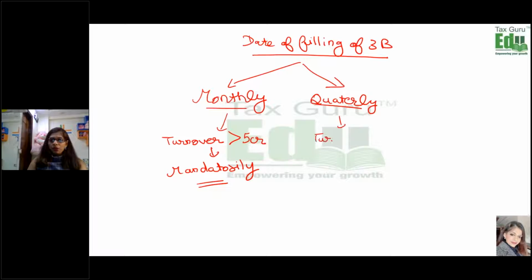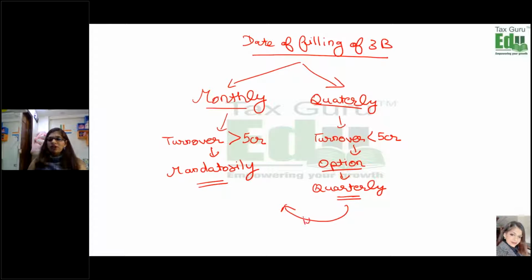And the people having turnover less than 5 crores, they have an option. Now mind my words, I'm saying they have an option to file their returns quarterly. So when I say option, it means they can go ahead with monthly return filing if they want. They have an option given by the government: you don't need to go ahead with the quarterly return filing, you can go ahead with the monthly. Now at this point, I would like to give you the practical scenarios of why you would want to go ahead with monthly return filing instead of quarterly.